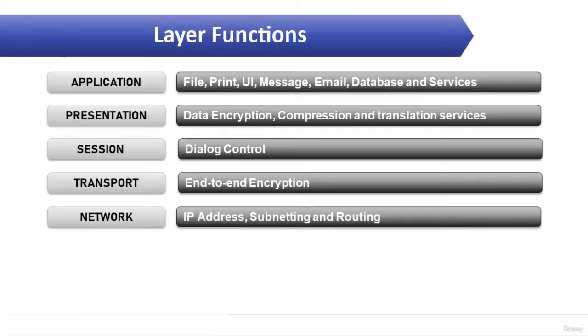Next is the network layer. The network layer provides logical addressing, which routers use for path determination. It employs IP addressing, subnetting and routing. Don't worry, we are going to look at all of these terms in the upcoming sections of this course.